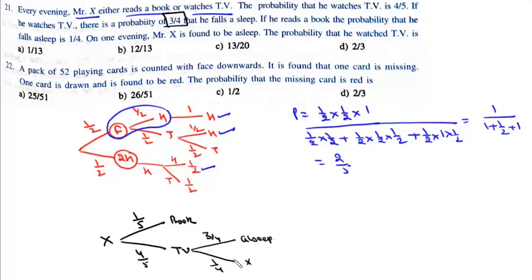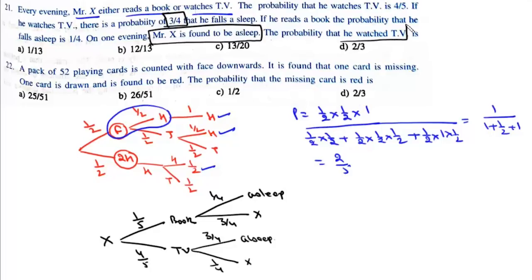And if he reads a book, the probability that he falls asleep is 1 by 4. So while reading a book, he'll fall asleep with probability 1 by 4, and he doesn't sleep with probability 3 by 4. Now, on one evening, Mr. X is found to be asleep. Find the probability that he watched TV.